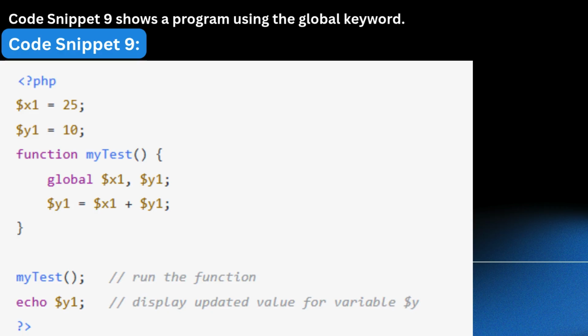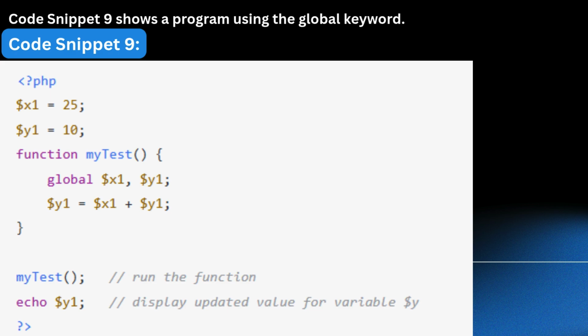Next, we create a function named myTest. Inside this function, we use the statement global x1, y1. What this line does is very important. It tells PHP that inside this function, both x1 and y1 should refer to the same global variables we defined earlier, instead of creating new local copies. In simple words, the function is now directly connected to those global values.